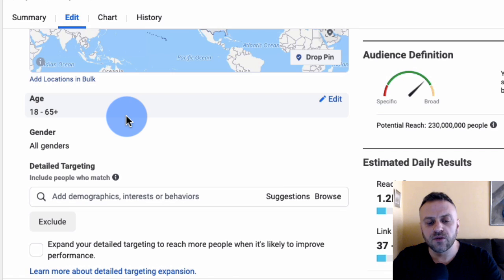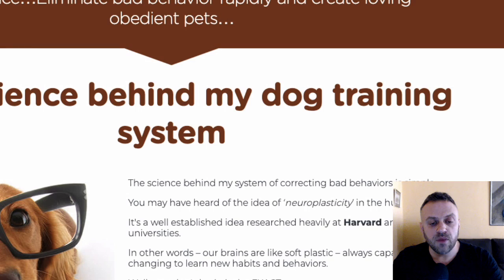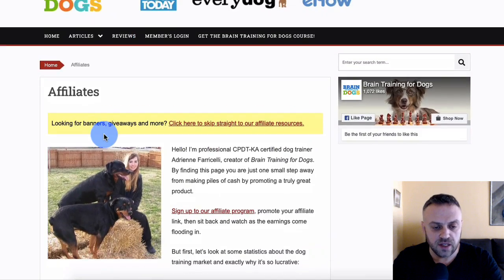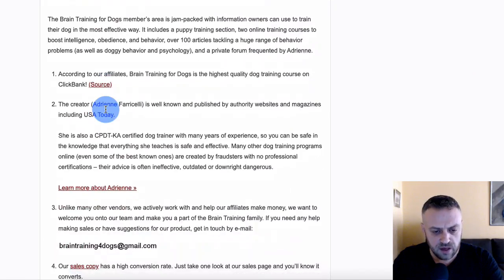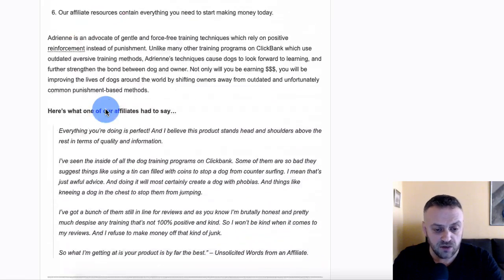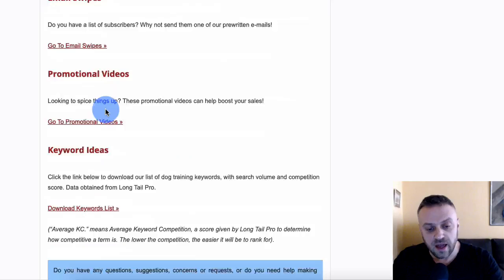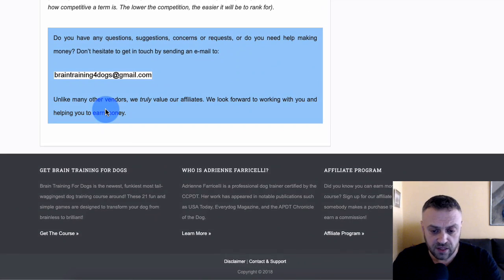We scroll down to the age range. I typically like to start 25 plus. Sometimes we can go to the affiliate page and see if they give us targeting information. Let's see if they give us any targeting information. Sometimes they do, sometimes they don't. And it looks like they haven't really given us targeting information. Maybe I skipped it somewhere.